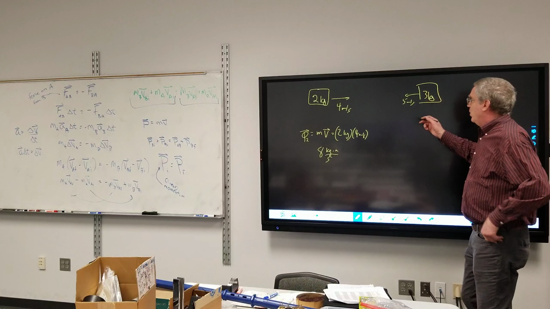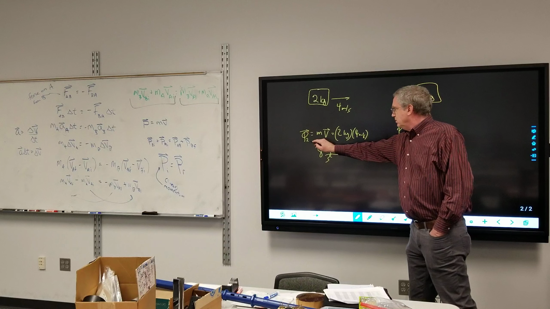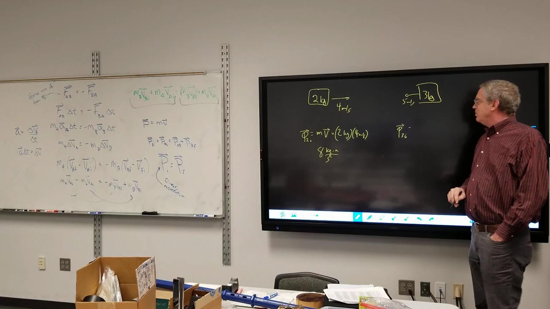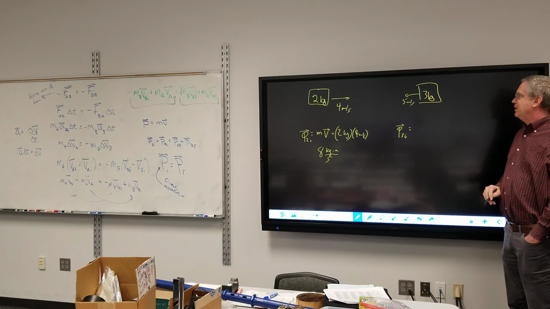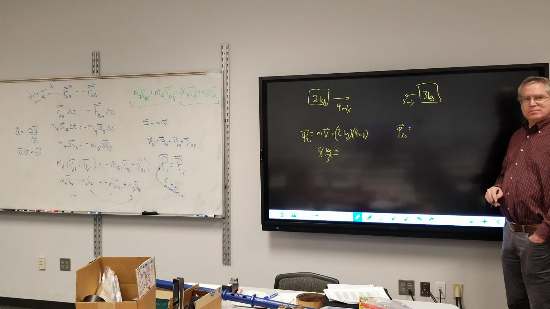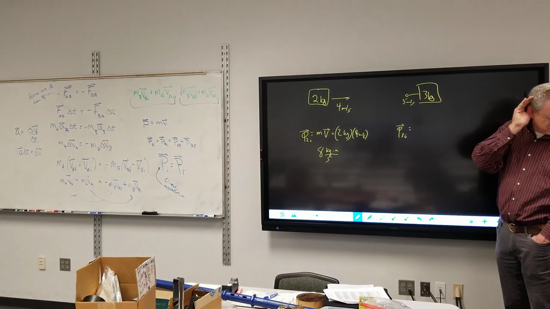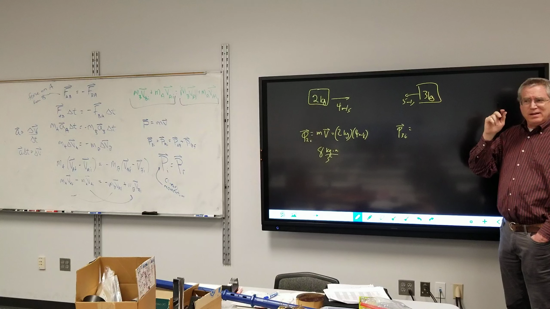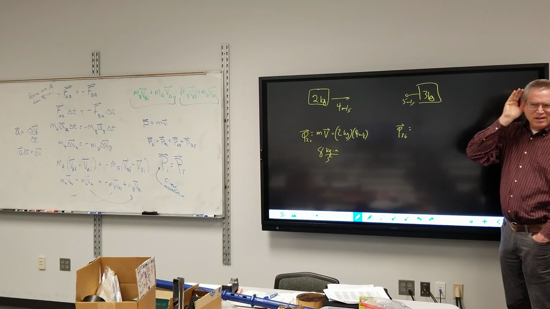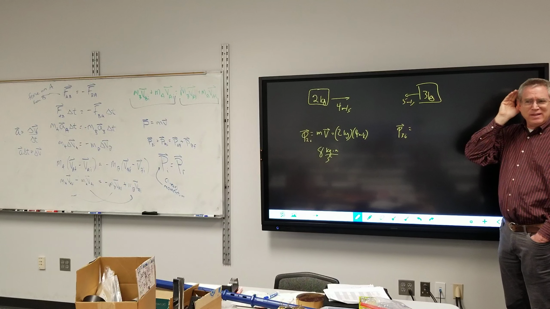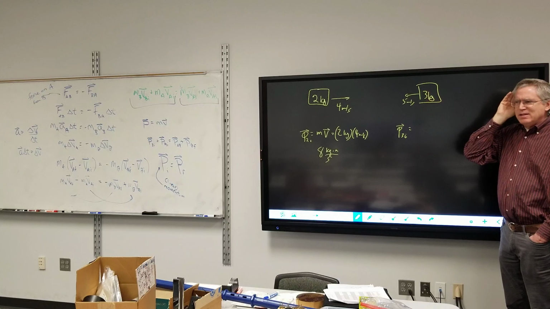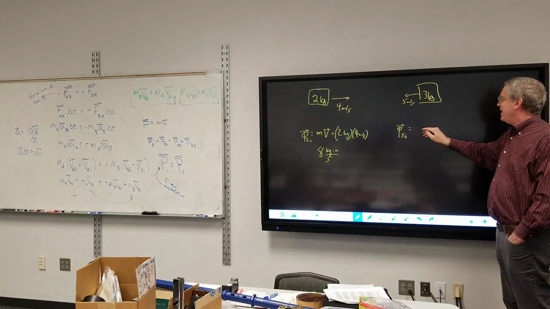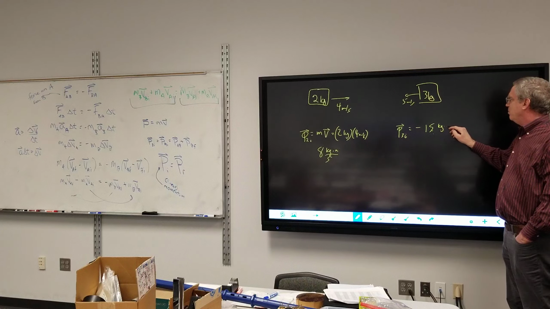All right. This is the initial, the P3 initial. What is the initial momentum of the 3 kilogram mass? 15 meters per second. That's a 5 and a 3, 15 meters per second. Somebody want to correct that? Negative 15. All right, that's one correction. Negative 15 kilogram meters per second.